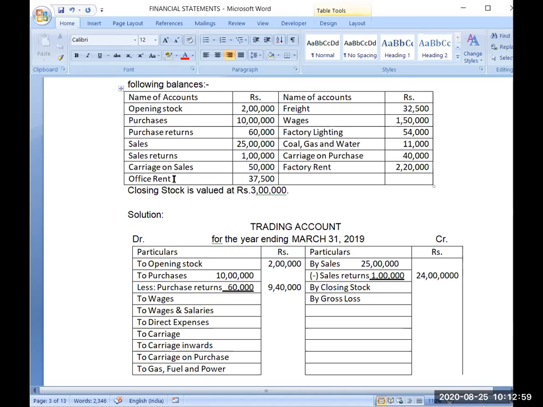Then office rent. Right now I told that office expenses and administration expenses will not come in trading account. So that's why you should be clear that it is also an indirect expense. That's why it will also not be written in trading account. Yes, these both accounts are clear. Why we are not writing?